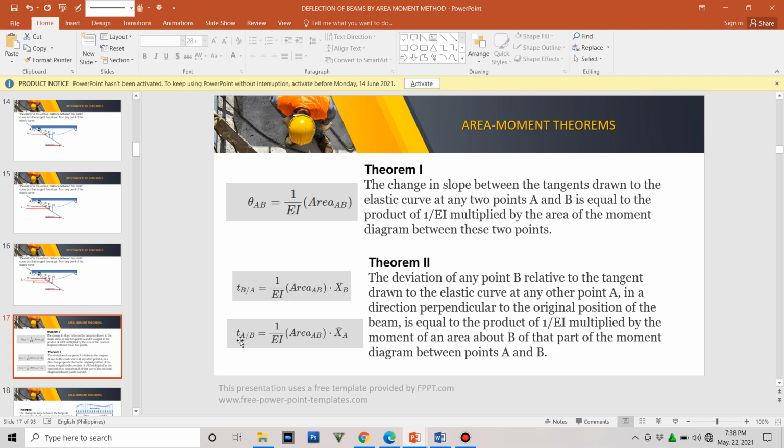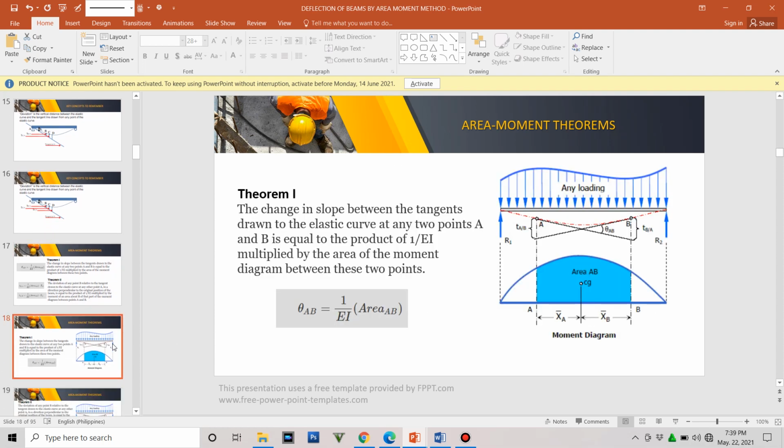Similarly, if we are concerned with the deviation of A, so yung lahat ng area na nasasakupan ng A to B with its corresponding distance, i-measure natin hanggang A. Okay, para siyang, or actually ito, moment of area, no? Kaya nga tinawag na area moment theorem. So, moment of area was discussed on your moment diagram by parts, ano? Okay.